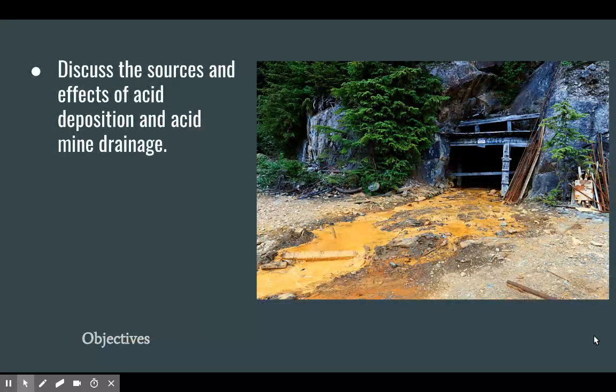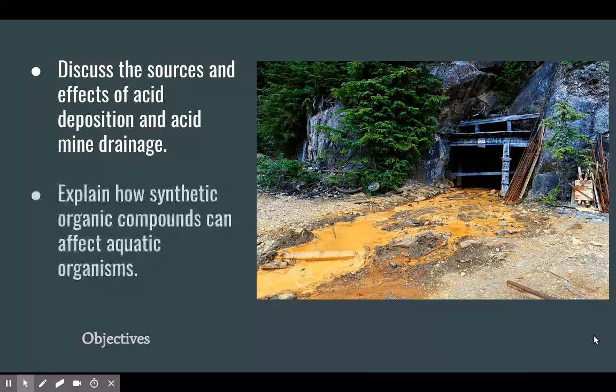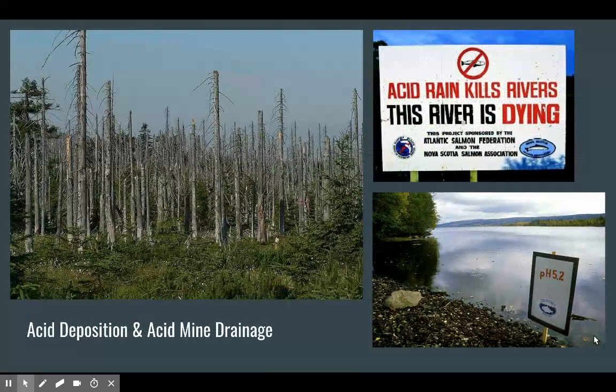So again, we're going to look at what happens with acid deposition, in this case from acid rain, or even acid mine drainage from mines. And then we're going to look at how man-made organic compounds affect aquatic organisms and humans as well.